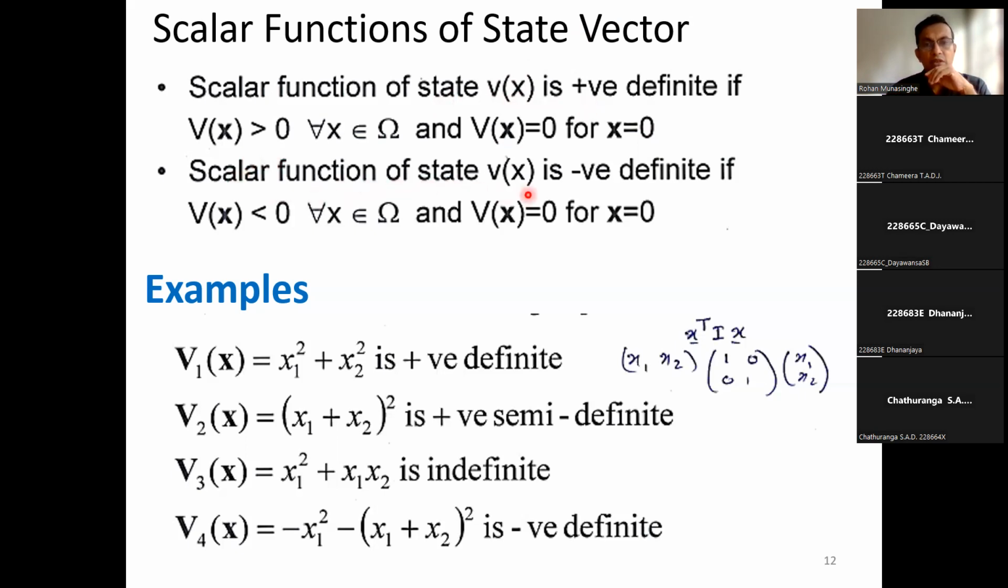And the scalar function of state Vx is negative definite if Vx is less than 0 for all x around that area. So the moment you deflect away from the equilibrium point, your function is negative. You can think of this as a paraboloid, for example. You know parabola, it's like this. At 0, it is 0, and after that it is negative. And you can have the parabola going upwards like that, then it is 0 and positive. Everywhere it is positive if you have a little deflection.